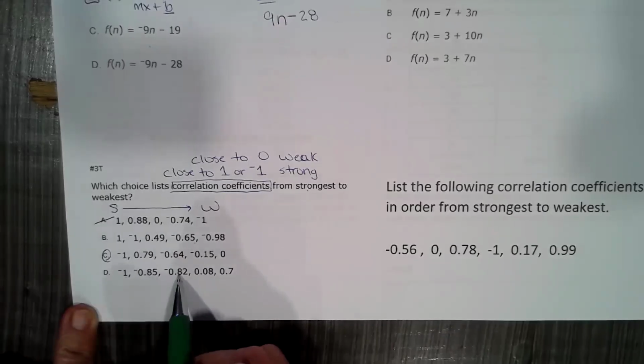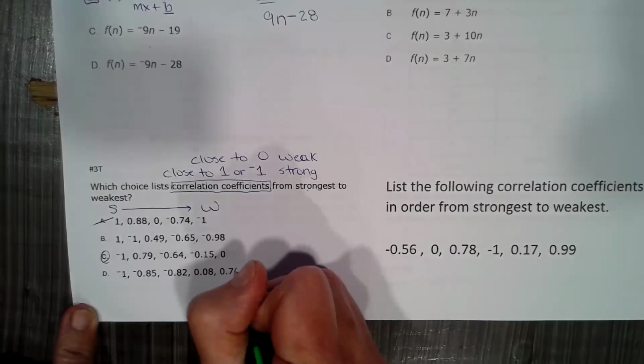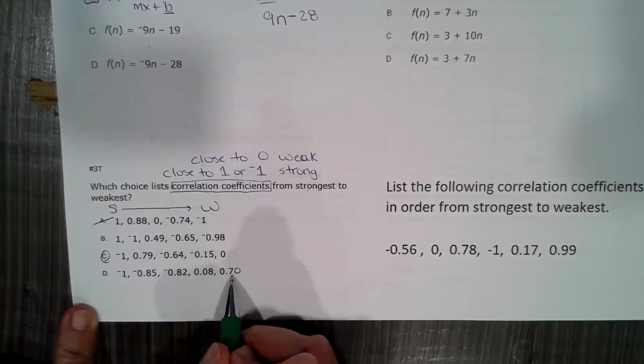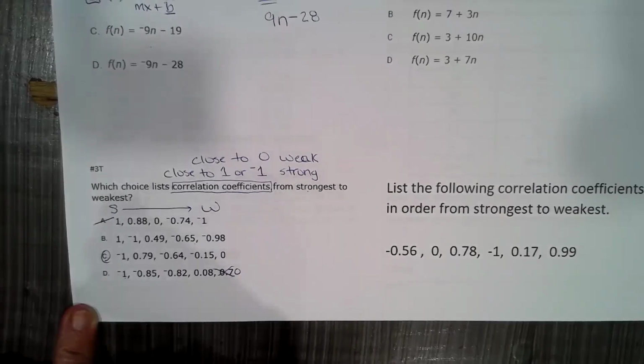85 cents, 82 cents, 8 cents, and be very careful. This is not 7 cents. This is 70 cents if you look at it that way. So this jumps back up. So it cannot be this one. The correct answer is C.